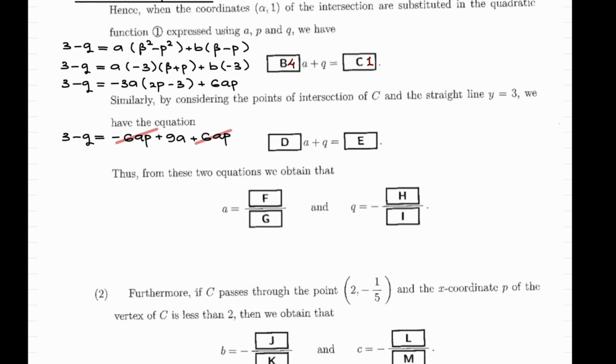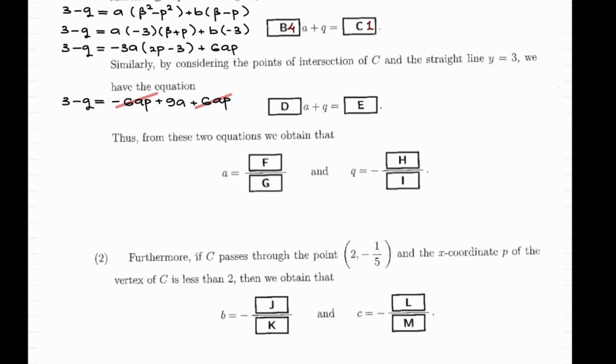That means you will have 3 equals 9a plus Q. So this is your answer for letter D and E. Your D is 9 and then your E is equal to 3. 9a plus Q equals 3. Thus, from these two equations, we obtain the result.